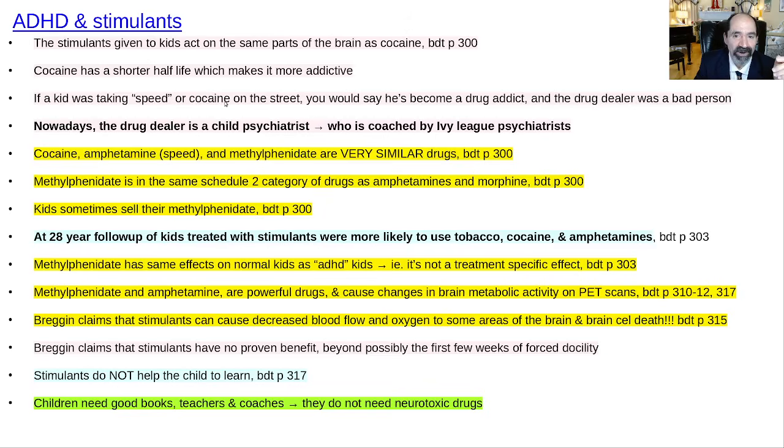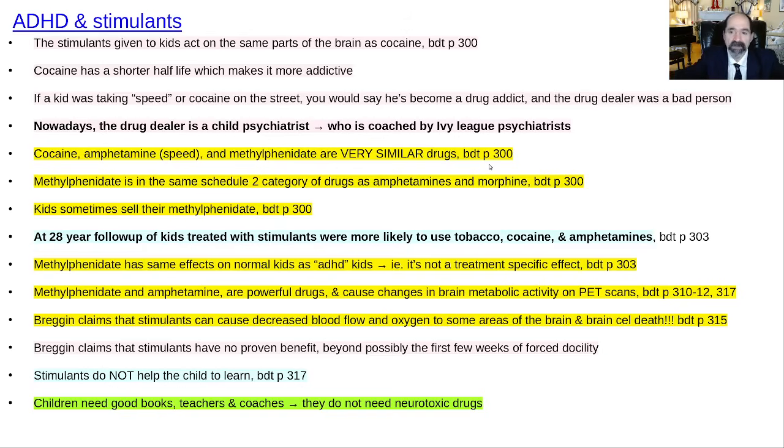Giving children a drug that's known to be very similar to cocaine and amphetamines. It's insane, okay? Imagine, I talked about the kids taking speed on the street. You would say he's become a drug addict and the drug dealer is a bad person. Cocaine, amphetamine, speed, and methylphenidate are very similar drugs. I list the book right here, like BDT is Brain Disabling Treatments, and that's page 300. And for other spots there are a few other books I'm going to reference, and I'll list the page numbers too.